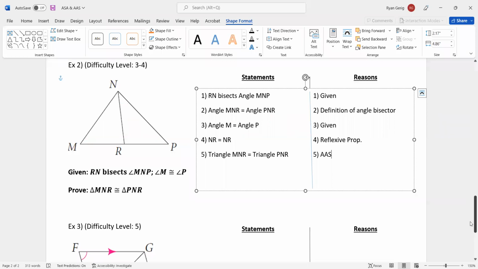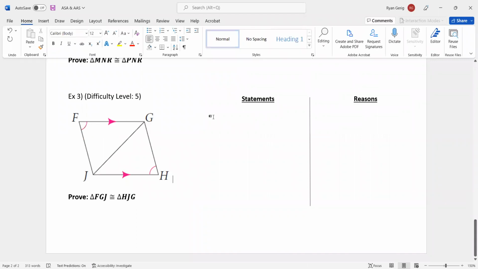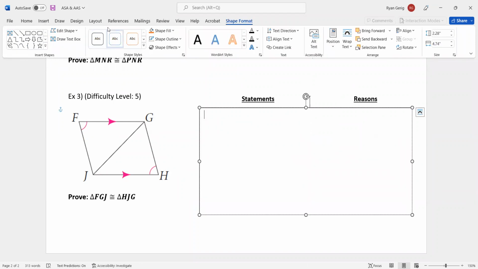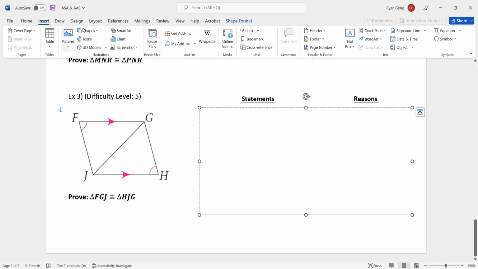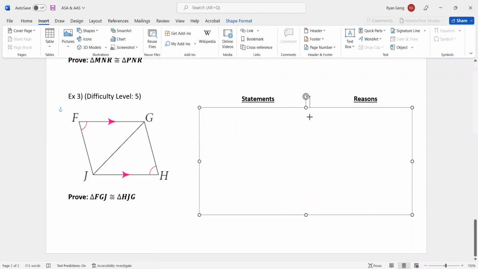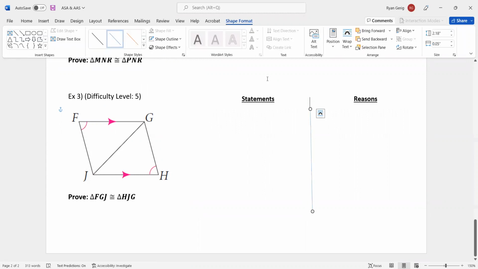And let's jump down to the third one. Start looking at this one. And as you look through it, try to find the 3 pieces. By the way, this is a more difficult one. Difficulty level of 5.